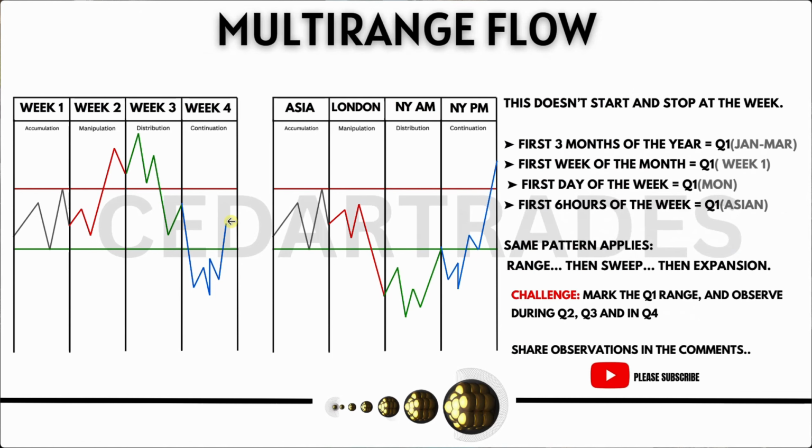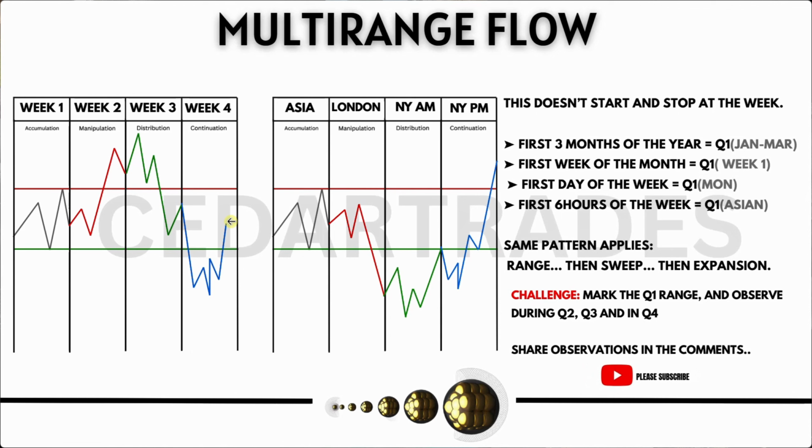So again, we want to look at the multi-range flow here. Our Q1 range doesn't stop at the week only, where we're looking at our Monday highs and Monday lows. The first 3 months of the year, which is January to March, that's our first quarter. The first week of the month is our first quarter as well. The first day of the week, which is Monday, was what I was showing back then, that every single Monday gives you data for how the week is gonna play out. You are now able to determine if price is expensive or cheap during the week using Monday's range.